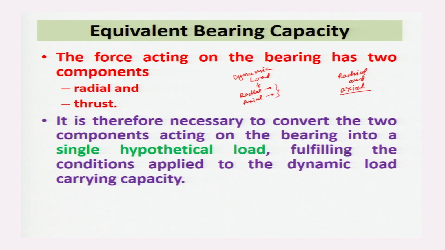But if a combination of load is there, then what to do? It is necessary to convert the two components acting on the bearing into a hypothetical radial load fulfilling the conditions applied to the dynamic load carrying capacity. So what we do is, if both radial and axial load are acting on a bearing, then this axial and radial load is converted into a hypothetical radial load, and that is called the equivalent bearing load.